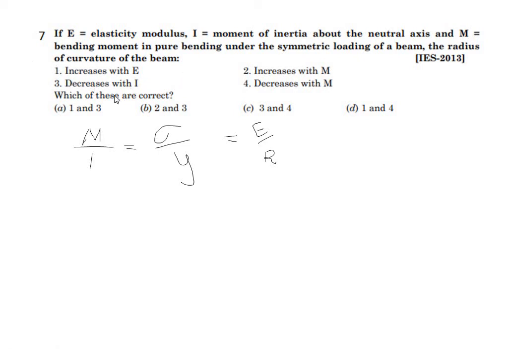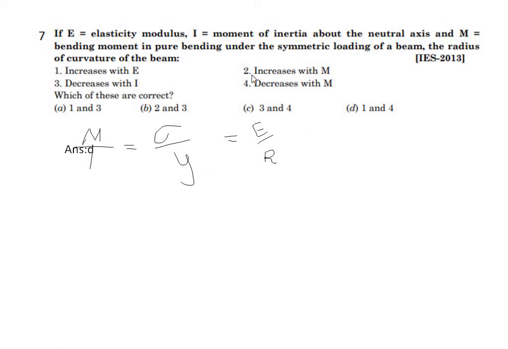So the answer is, see here, when you move the R to the other side, E becomes directly proportional to R. So it increases with E. Sorry, if E increases, the radius of curvature also increases. So it increases with E. So the first answer is right. The answer is given as D. So the first is right.